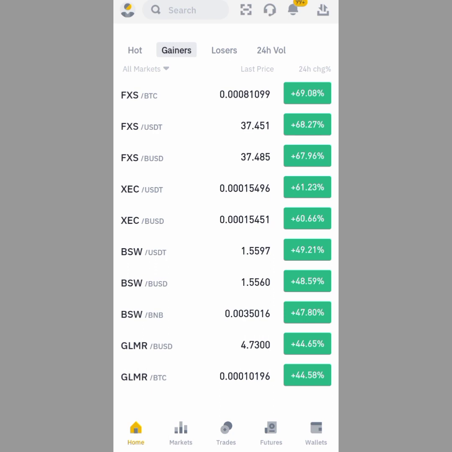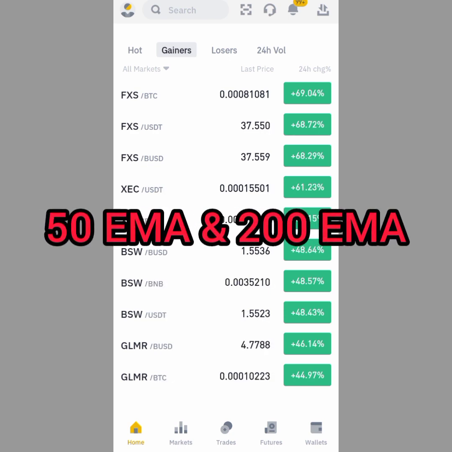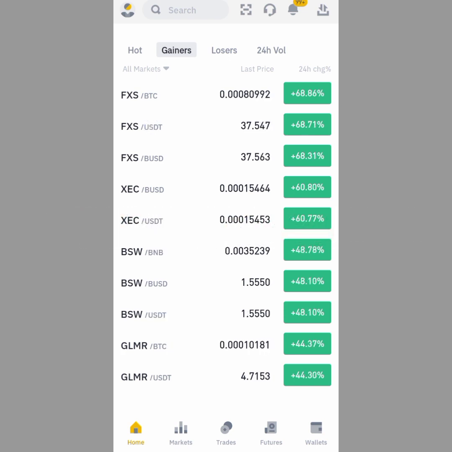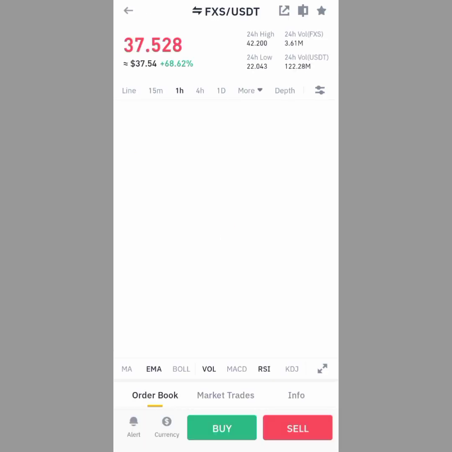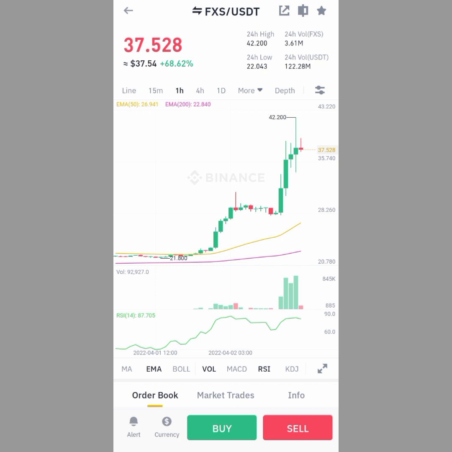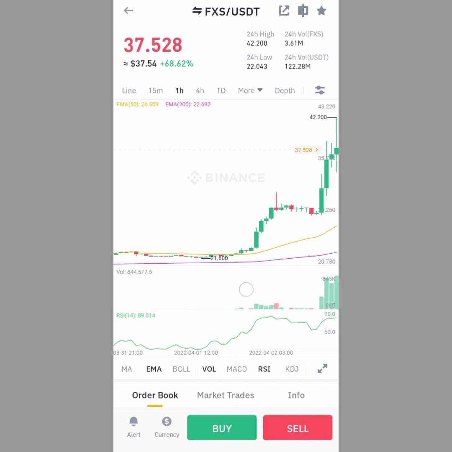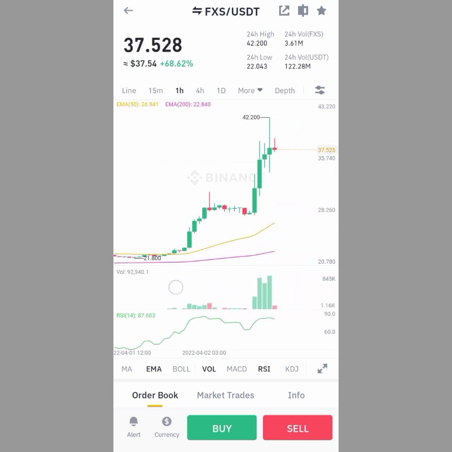So now the number one criteria for trading the top gainer is to ensure that the price of this asset is clearly moving above the 50 EMA and the 200 EMA. Remember, I told you the 50 EMA and the 200 EMA are the bread and butter of every trader. So the very first thing you want to do is to examine all the pairs here and figure out the ones that are trading above the 50 EMA and the 200 EMA. You can see my 50 EMA here is the yellow line, the yellow moving average, and the pink one here is the 200 EMA.